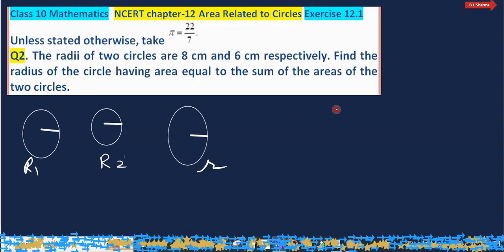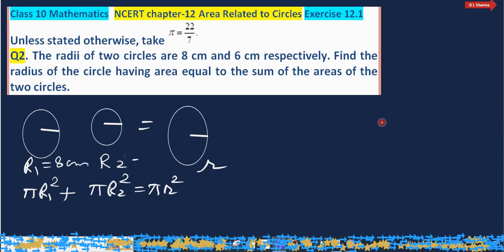It is given that the area of this first circle, plus the area of this circle with radius r2, is equal to the area of this circle with the radius r. So we can write pi r1 square plus pi r2 square is pi r square. It is given. इसका जो रेडियस r1 है that is 8 सेंटीमीटर, the radius r2 is 6 सेंटीमीटर और ये हमें रेडियस फाइंड आउट करना है.